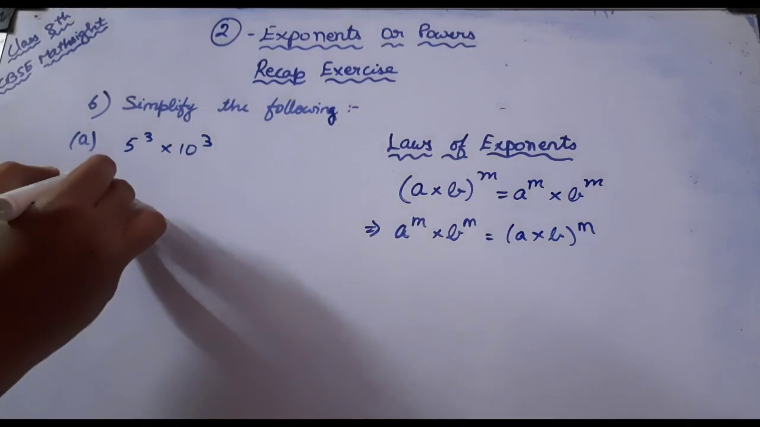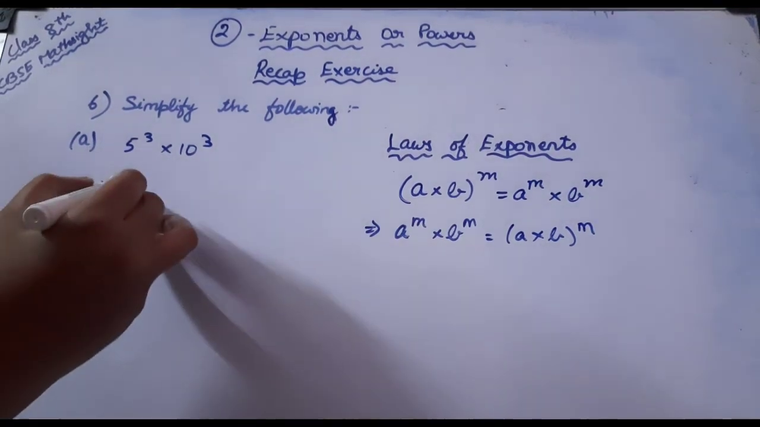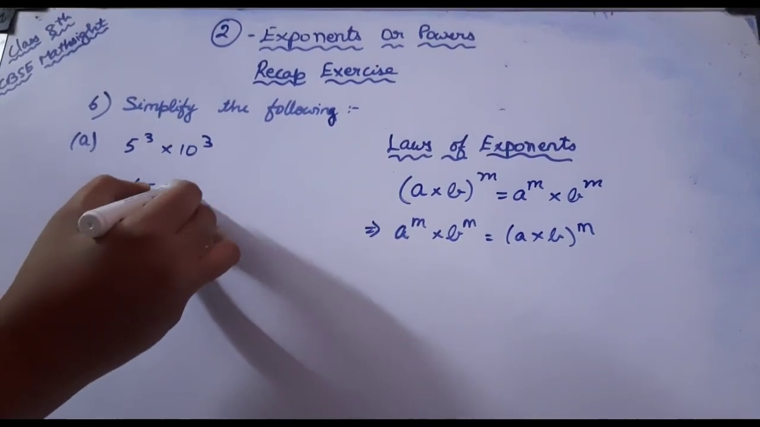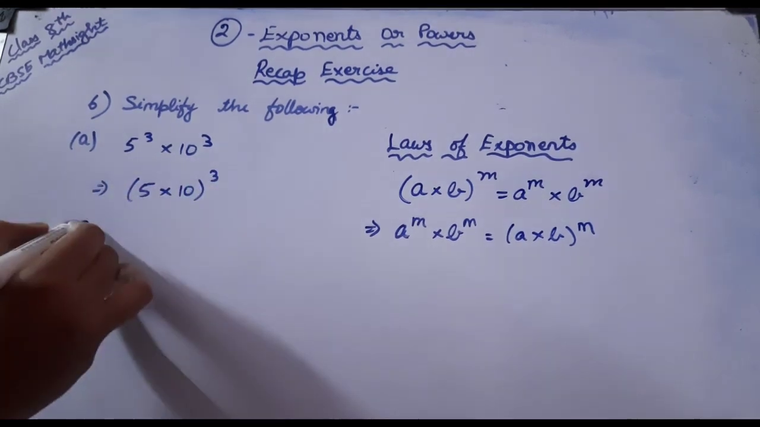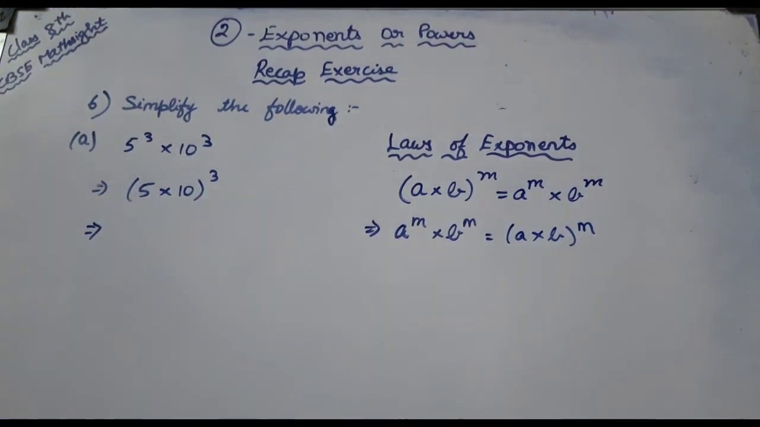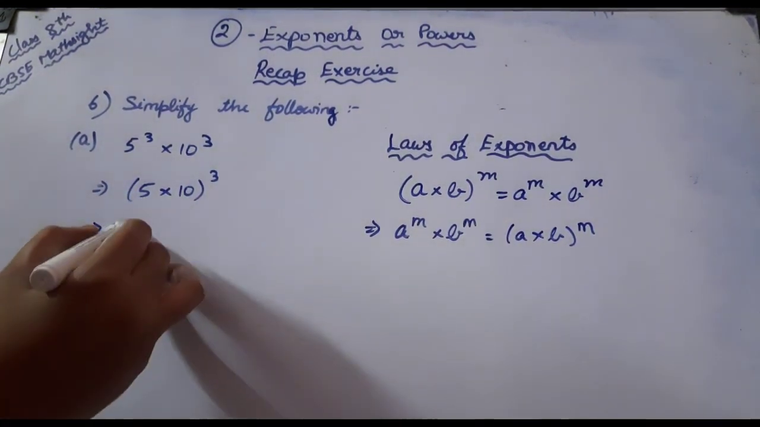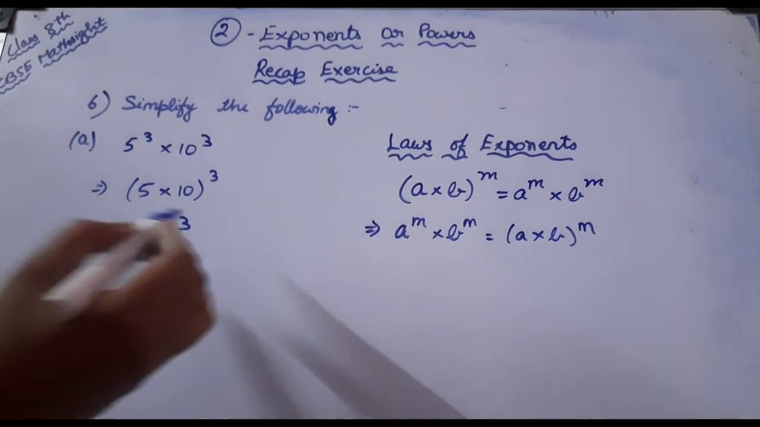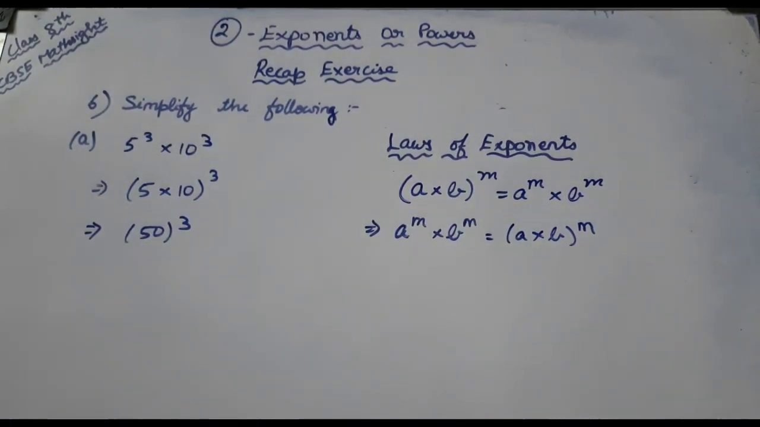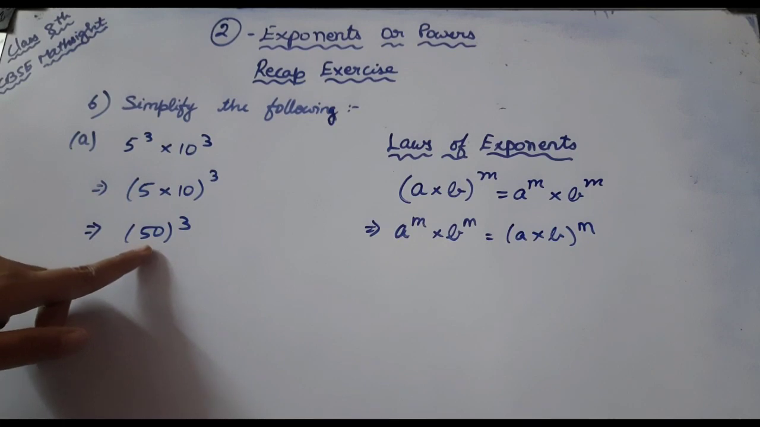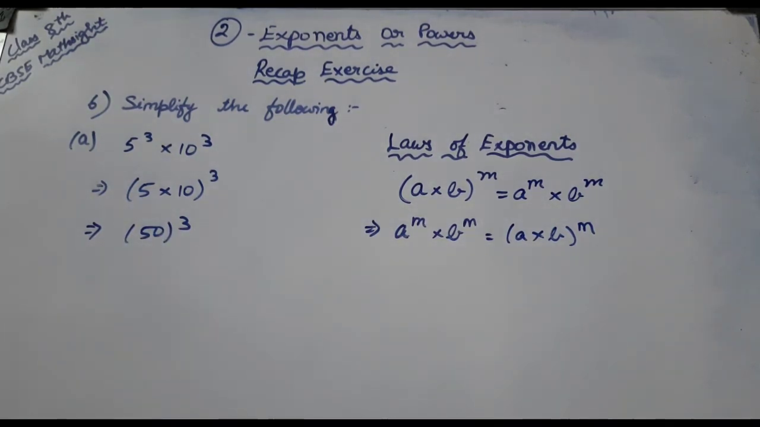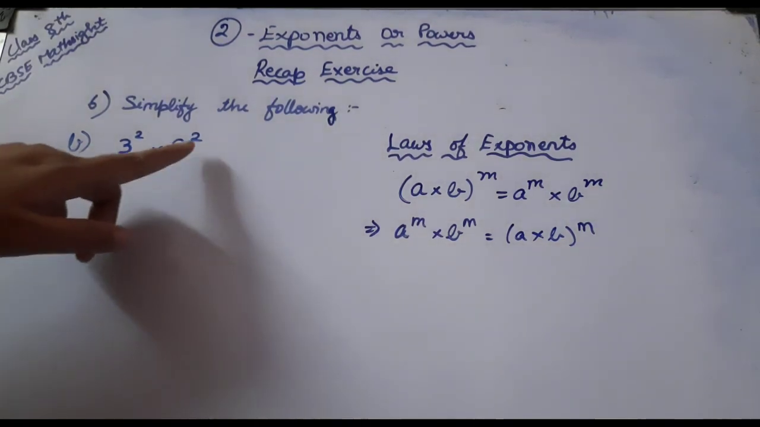So 5 cube into 10 cube can be written as (5 into 10) whole cube. 5 into 10 we have 50. So the answer will be 50 whole cube. Since we have to write in the exponential form, we can just leave it as 50 to the power of 3. We will see the second sum, 3 square into 9 square.